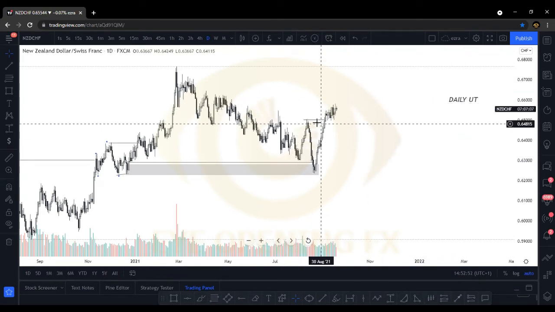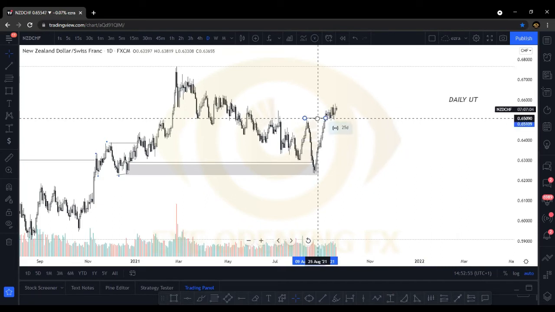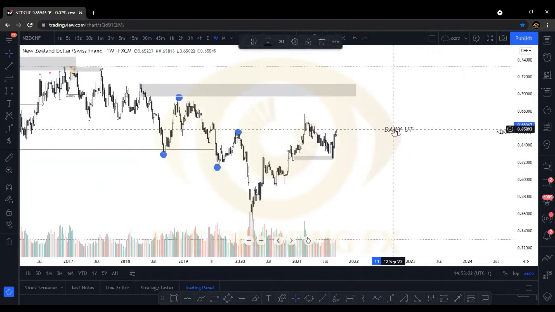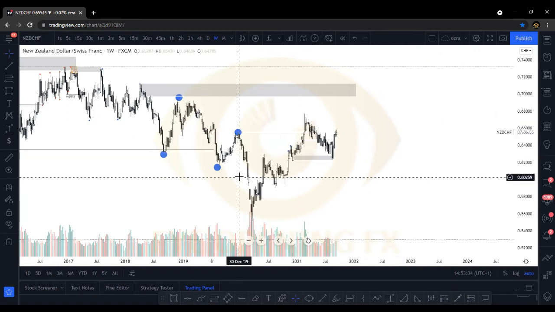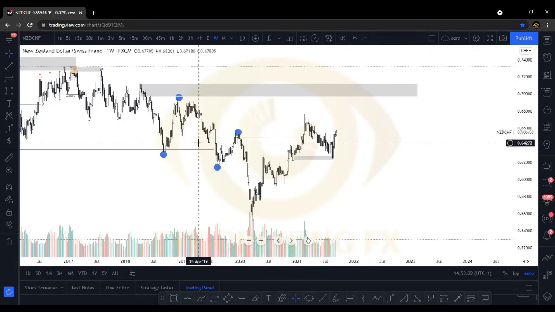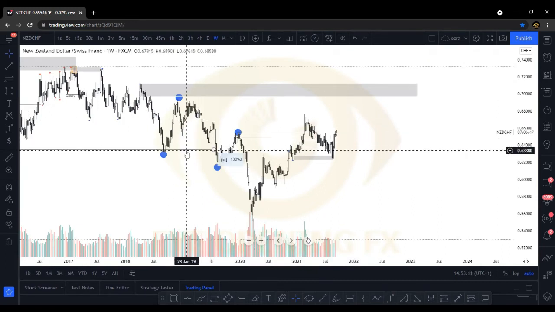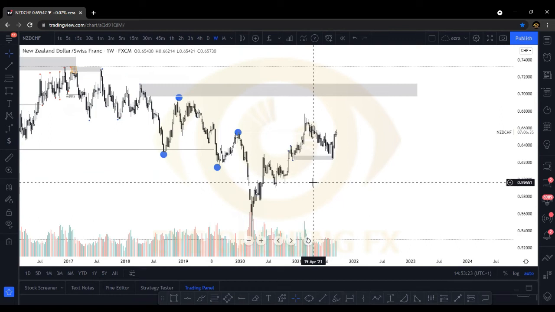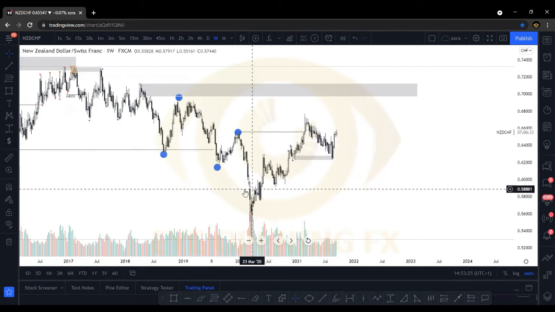So that is that. Now it gives us a minor break of structure. This will give you a boost on how to define your range. You must understand what market is doing on each time frame before you define your order flow.